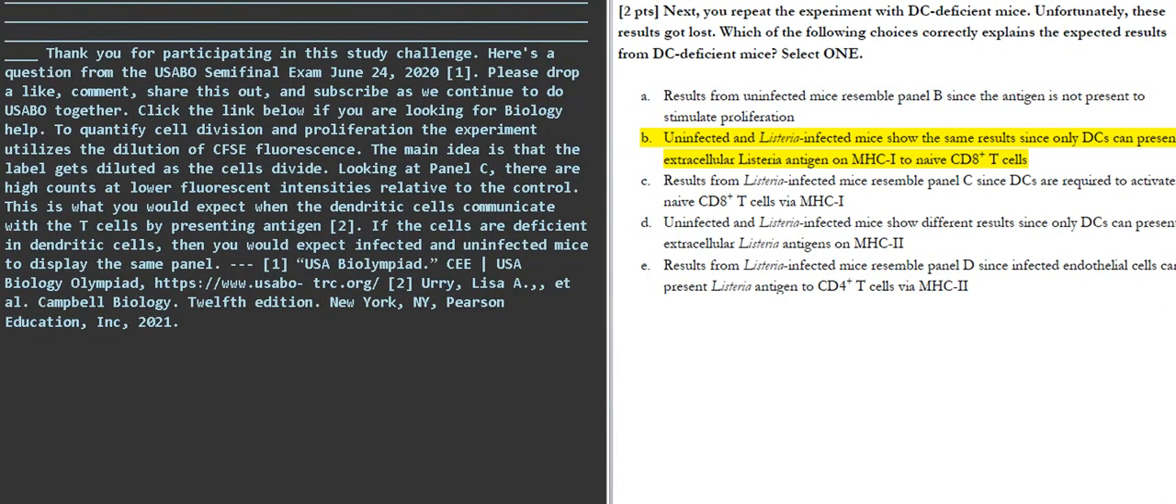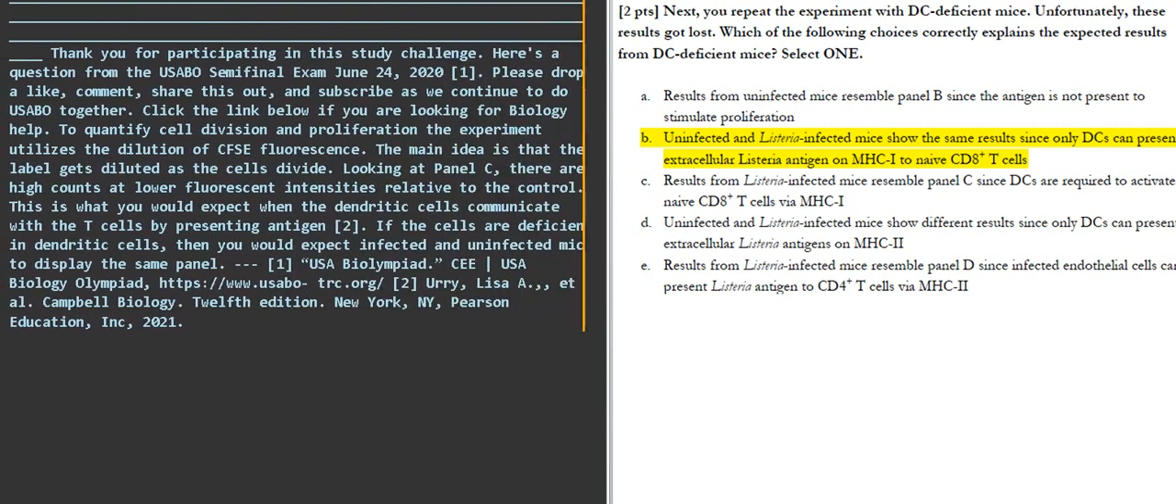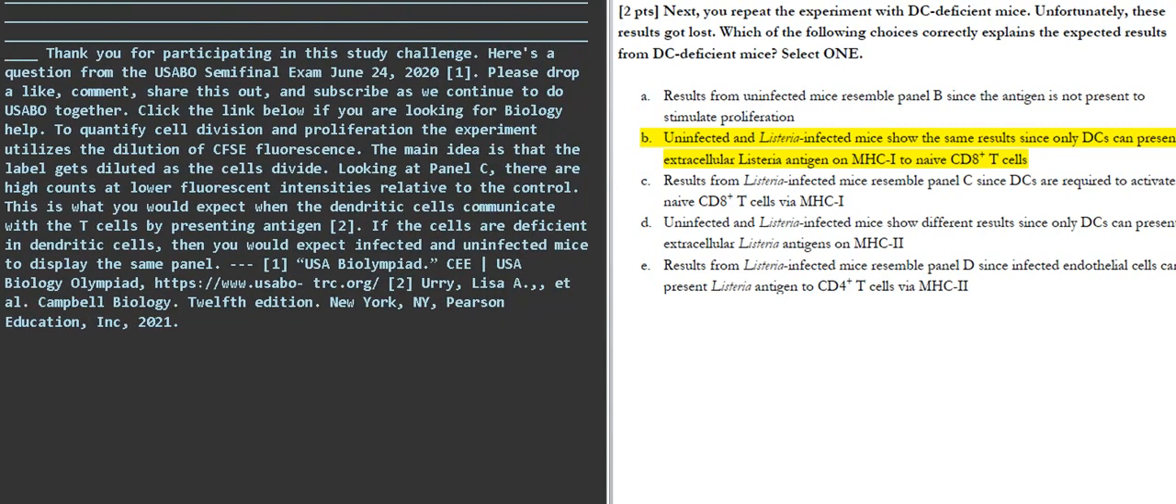If the cells are deficient in dendritic cells, then you would expect infected and uninfected mice to display the same panel.